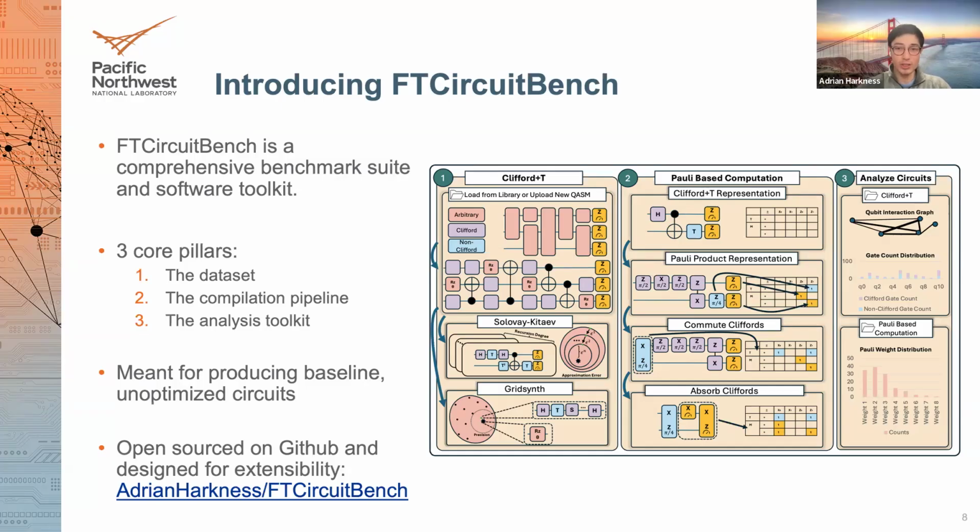We also include the tools for doing this compilation pipeline, allowing users to compile and decompose their own algorithms, if they want, to multiple models of fault-tolerant quantum computation, with our own pre-built optimization passes, as well as they can build their own optimization passes on top of that and explore what their compilers look like on our benchmark suite.